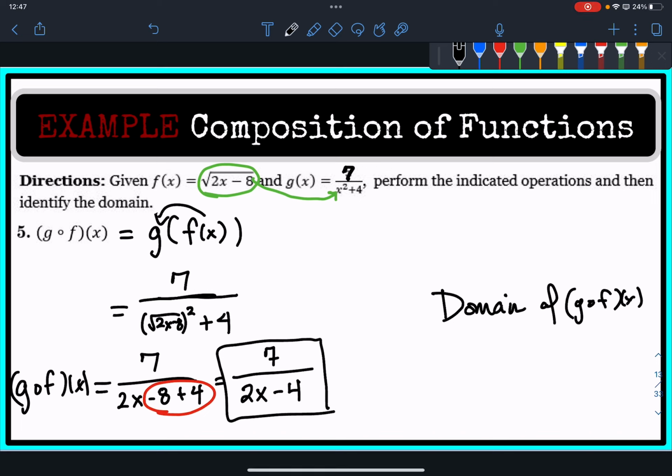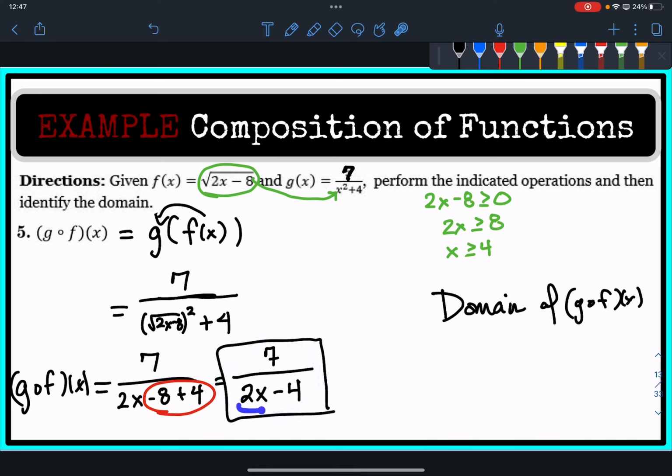So we start by first looking at what we're plugging in. Since we're plugging in f, and this has a square root, we're going to start by first getting 2x minus 8 greater than 0, and see what that gives us. So that's going to be values of x greater than 4. So we're only allowed to plug in numbers for x that are greater than 4.